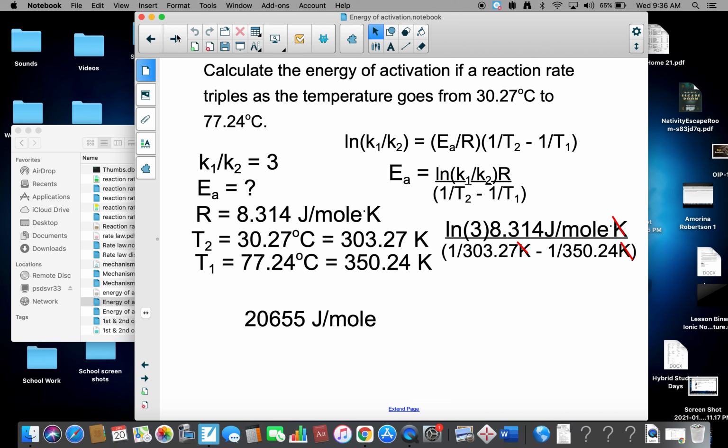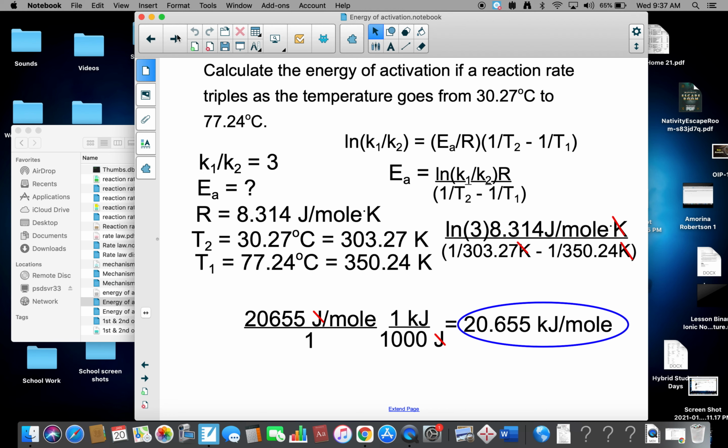We get 20,655 joules per mole, but most energy of activation is in kilojoules per mole, so we're going to have to convert it to kilojoules per mole, so my joules cross out. I get an answer of 20.655 kilojoules per mole, and that's my answer.